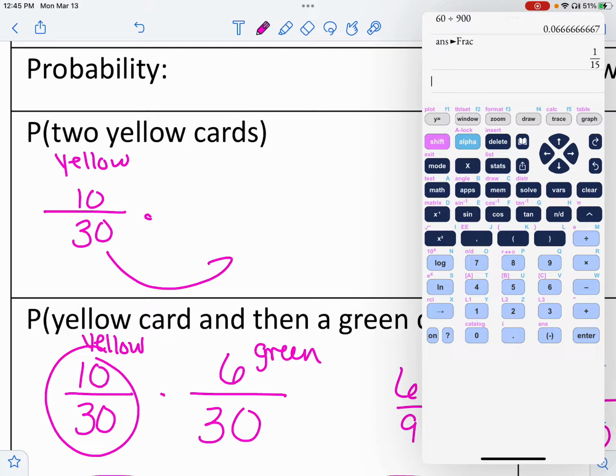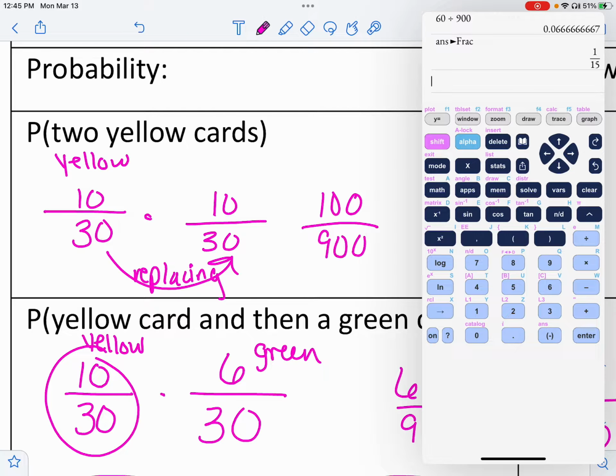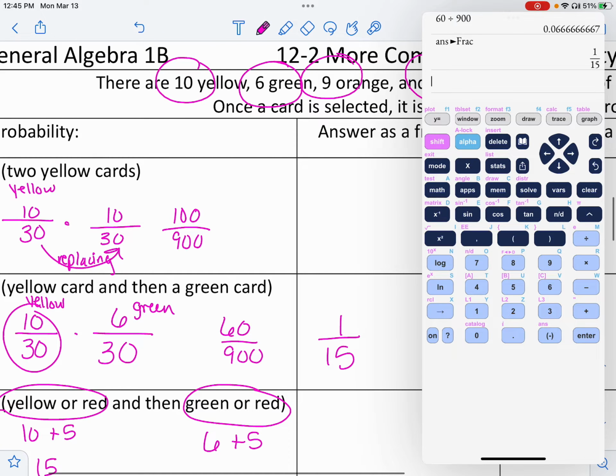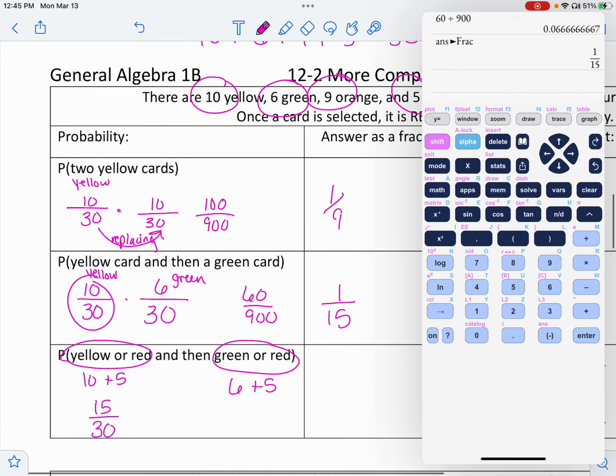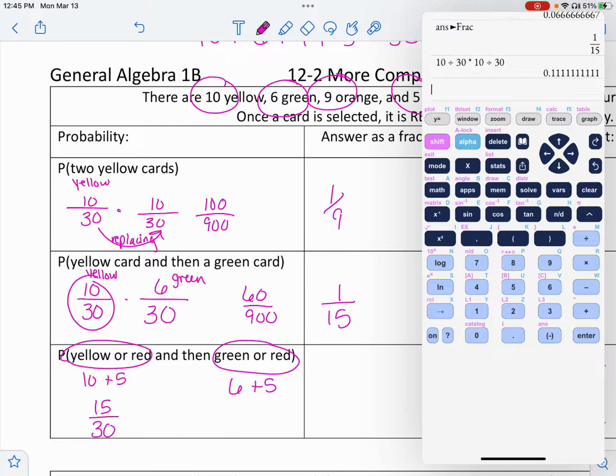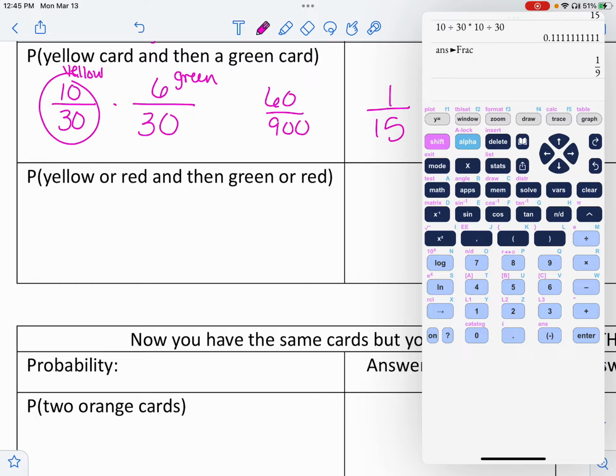Then you got to remember we're replacing it. Since we are replacing it, we are going to have another 30, and we're going to put our yellow one back. That's another 10 out of 30. So that's 100 out of 900, and sure enough, that's going to be 1 out of 9 as a fraction. So if you see 10 out of 30 times 10 out of 30, that's where the 1 over 9 comes from. Again, if the video cut out kind of funny there, it is because I made a mistake. I had to go back and fix it.